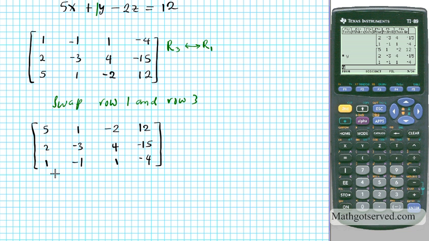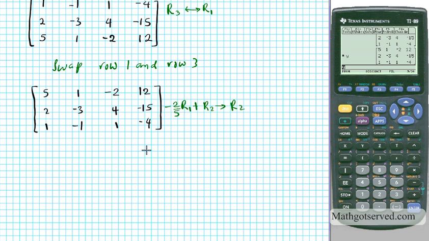My first target is this 2 right here. I want to make this 2 a 0. So how do I make this 2 a 0? Using row 1, what I'm going to do is multiply row 1 by negative 2/5, the negative 2/5 of row 1, and I'm going to add it to row 2 and store my answer in row 2. Okay?